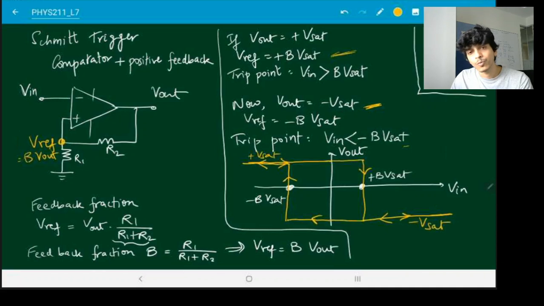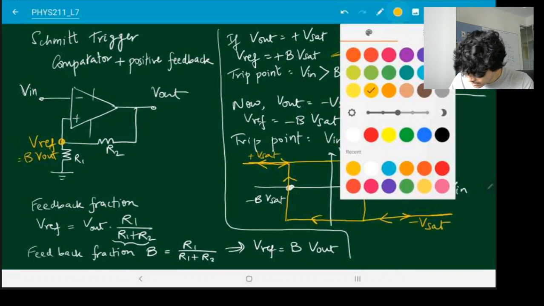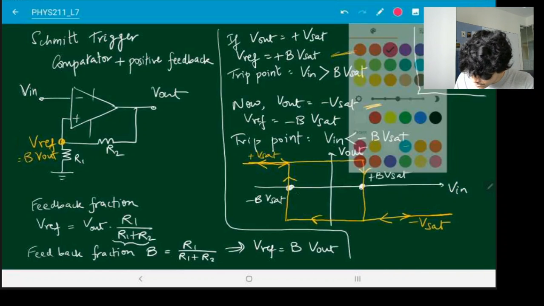So depending on whether I am increasing the input voltage or decreasing the input voltage, the trip point is different. When I am increasing the input voltage, my trip point is plus BVsat. When I'm decreasing the input voltage, the trip point is minus BVsat. In fact, it would have been nice if I had used different colors.